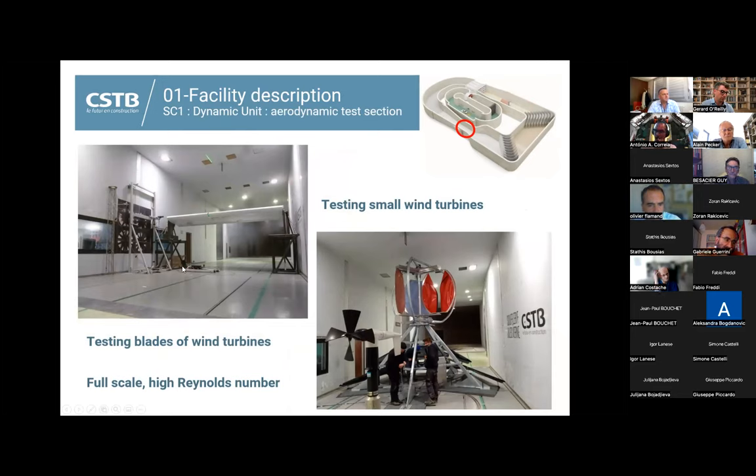It is 6 meters wide, 5 meters high in this highest speed section, in which we can go up to 80 meters per second. In the same location, we can be testing wind turbines, but only small wind turbines, of course.